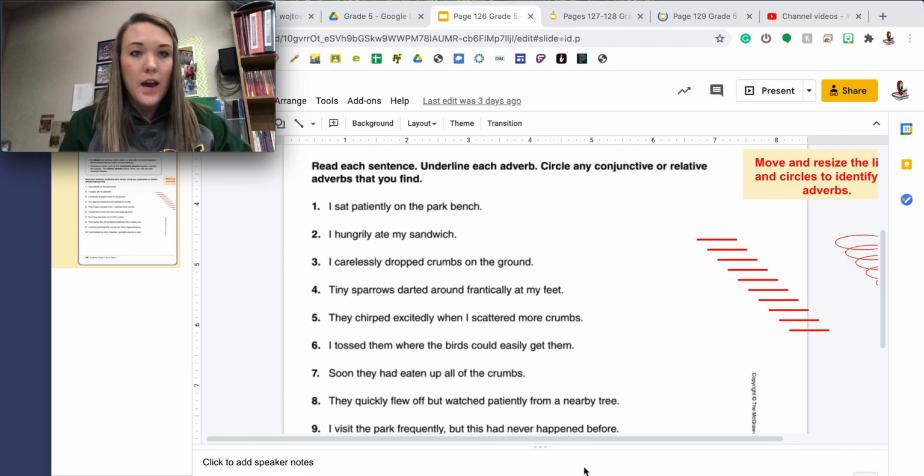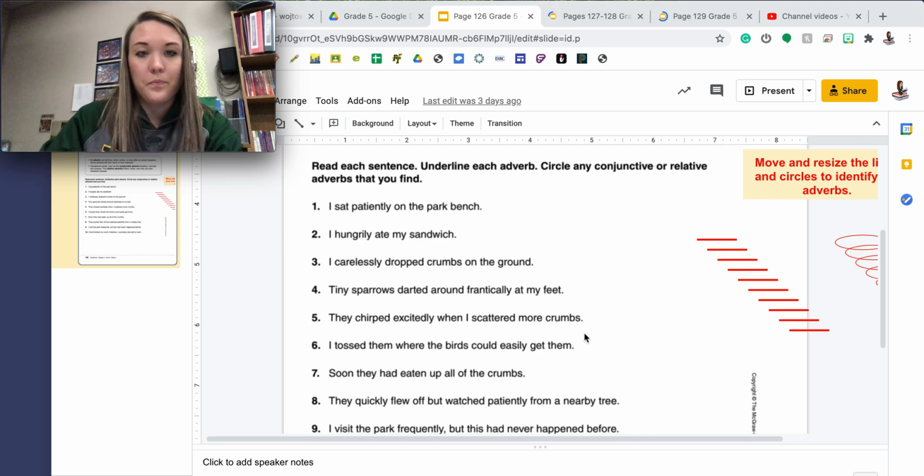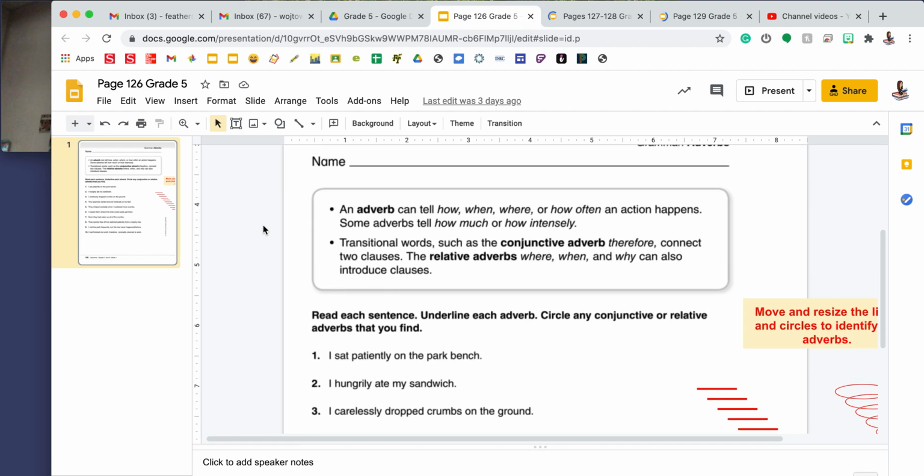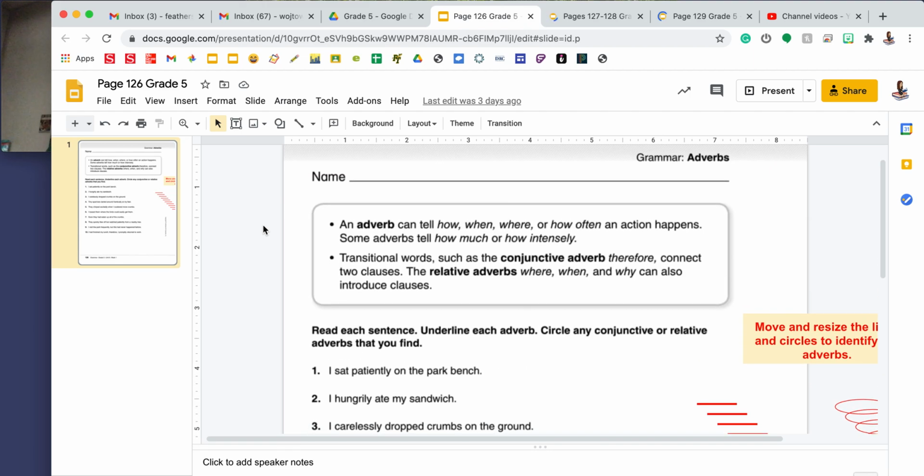This week we're jumping ahead a little bit to Unit 6, Week 1. You will be assigned pages 126 to 129. Let's take a look at our first page, page 126. And on this page, we're looking at adverbs.